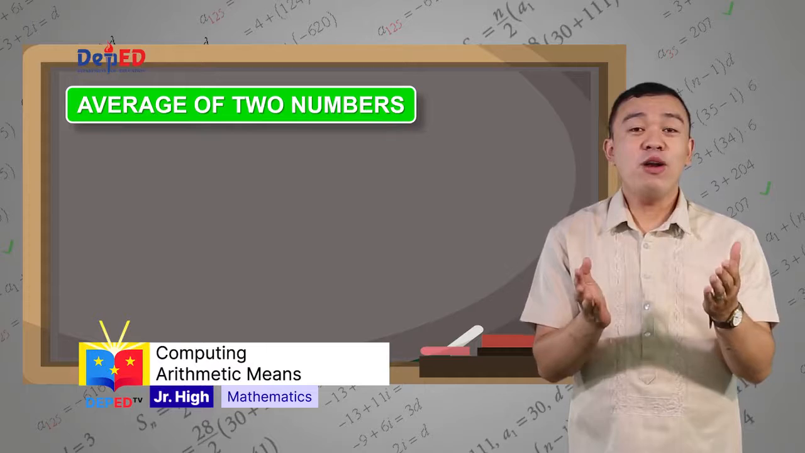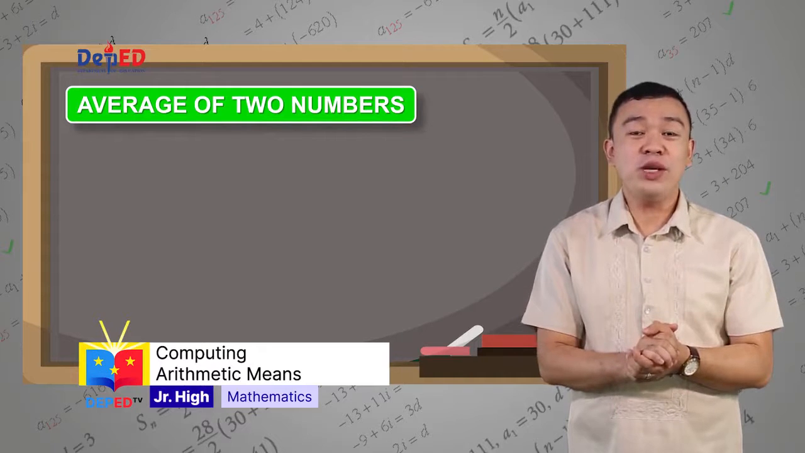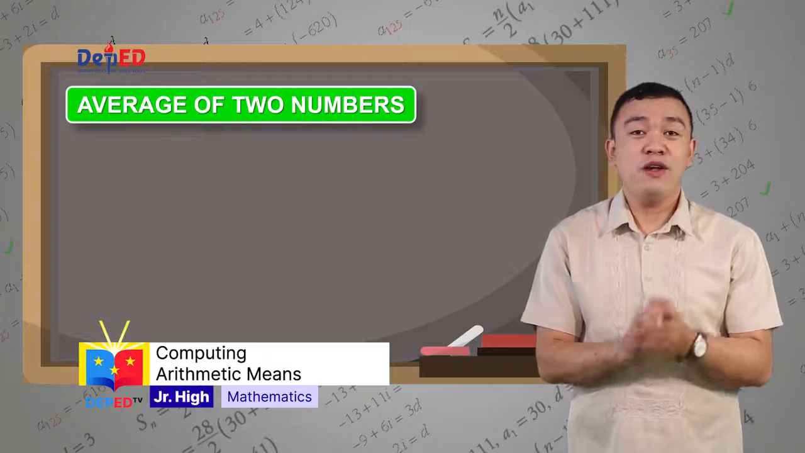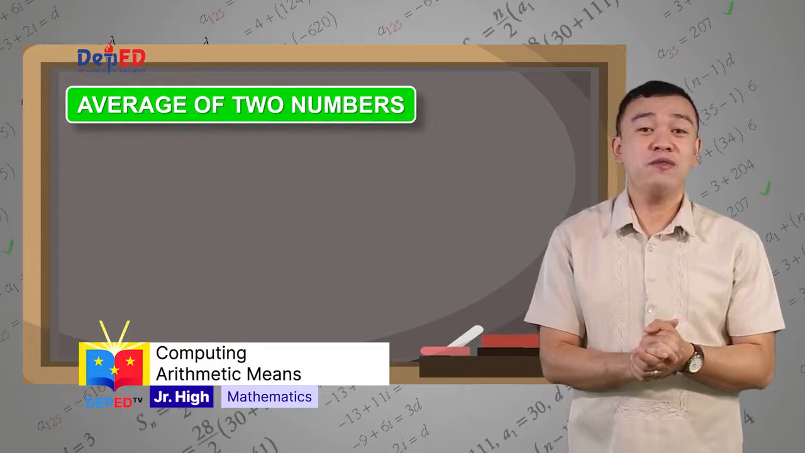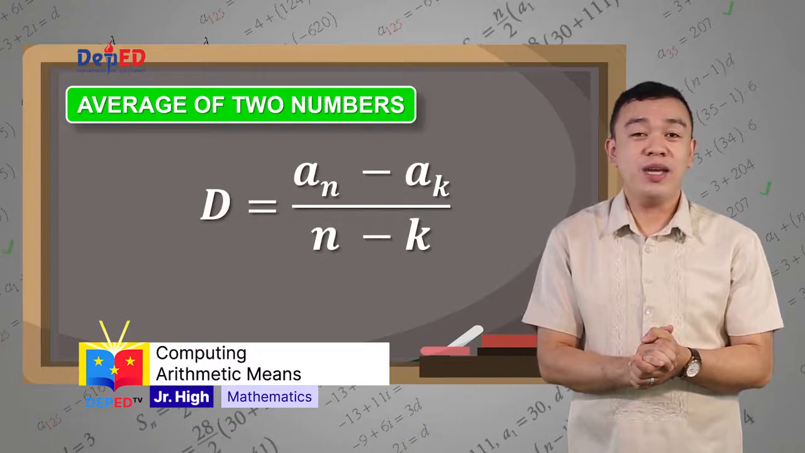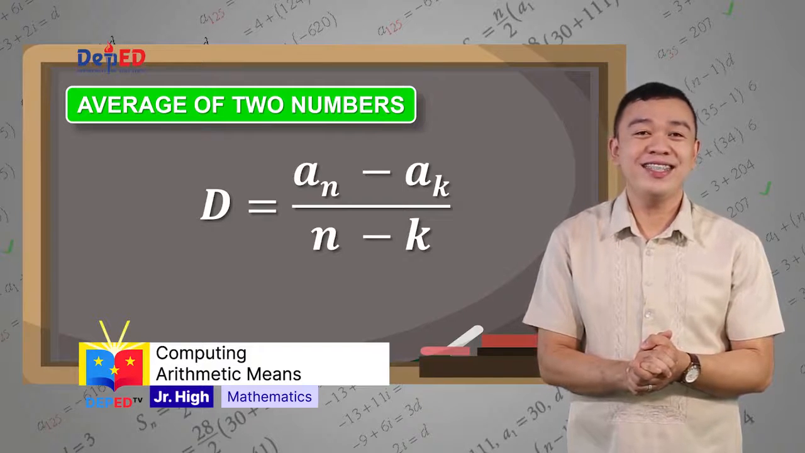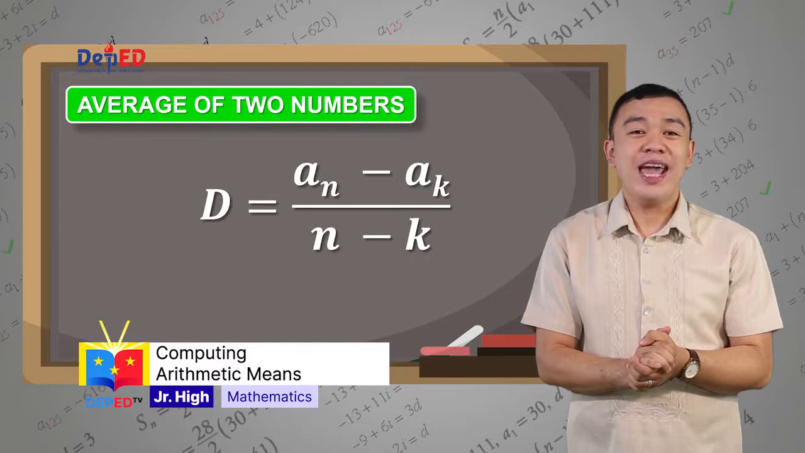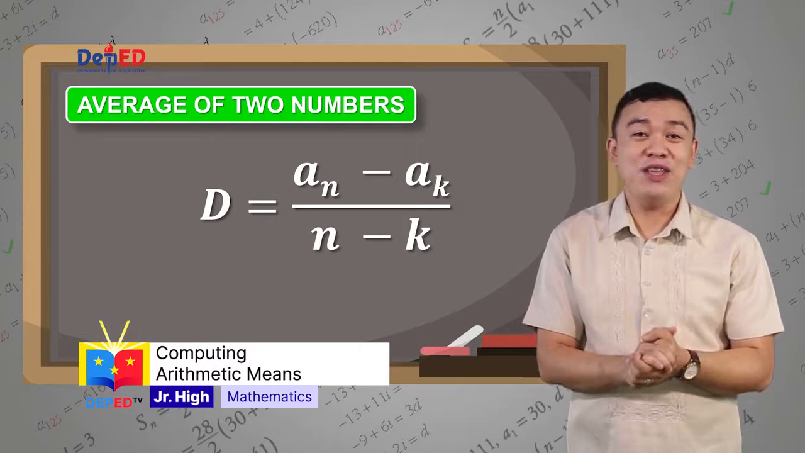However, if more than one arithmetic mean will be inserted between two arithmetic extremes, the formula for the common difference d, which is d is equal to a sub n minus a sub k all over n minus k, can be used, where a sub n is equal to the last term and a sub k is the first term of the sequence.